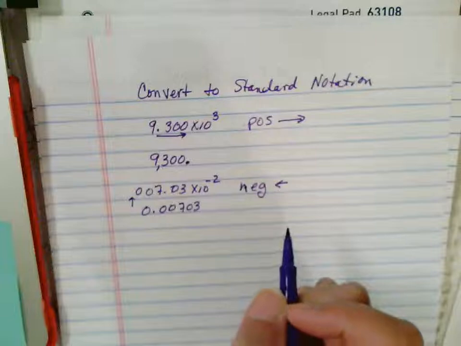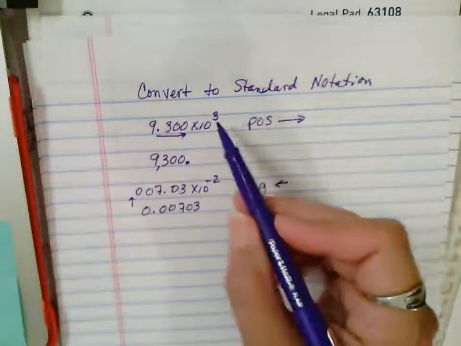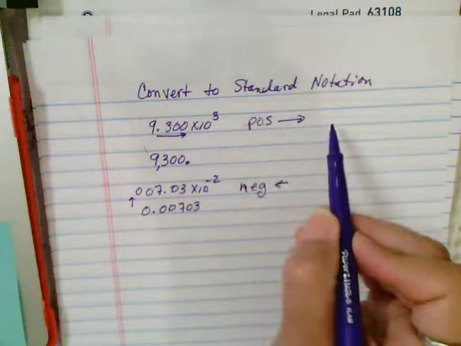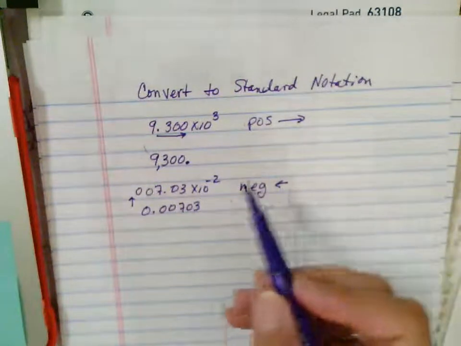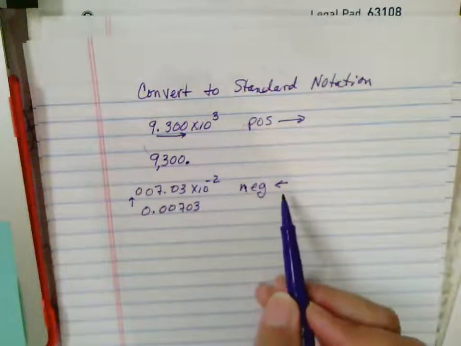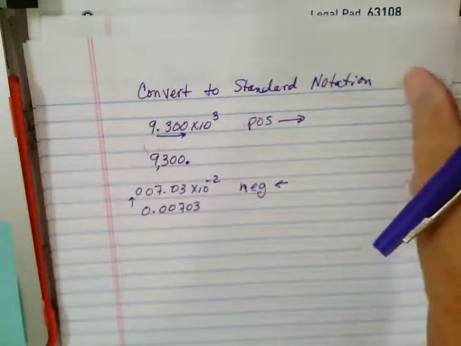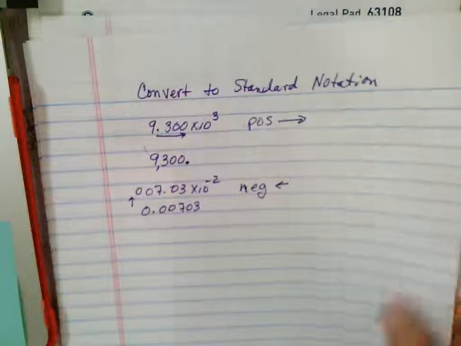So if we have a positive exponent in our scientific notation, we move the decimal to the right. If we have a negative exponent, we move the decimal to the left, that number of places. So that's the first part.